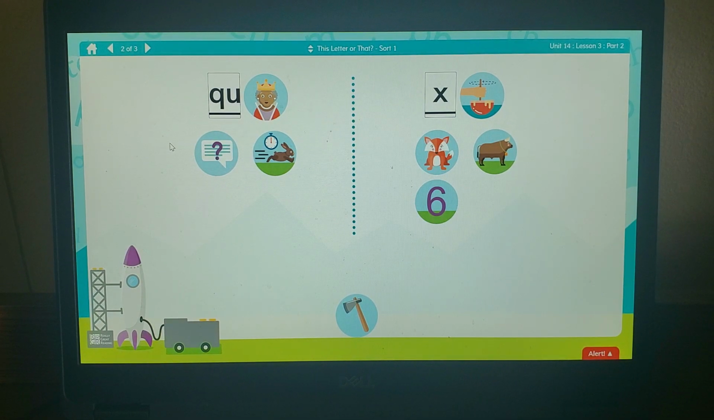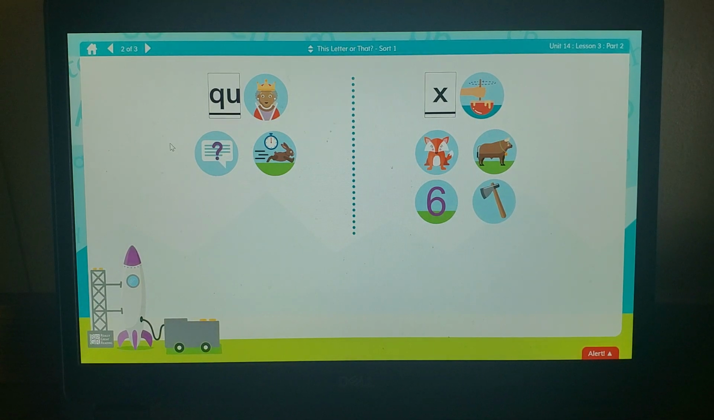Next we have axe. What sound do you hear in axe? Do you hear qua or x in axe? Qua is correct. Or x, sorry, my bad. Sometimes Mr. Thomas just is making sure they're paying attention, so hopefully you were there. In axe, you do hear x. Quarter. What sound do you hear in quarter? Do you hear qua or x in quarter? You hear qua in quarter.